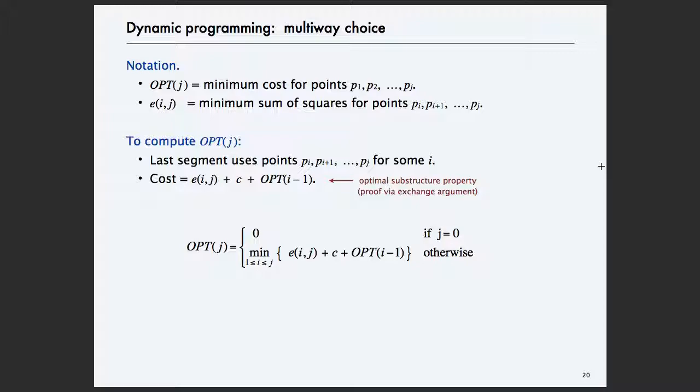And so my OPT of j is 0 if j is 0, and if not, the minimum, for i between 1 and j, of Eij plus C plus OPT of i minus 1. I need to calculate that for every other point, which is doing a segment with the last point and every other possible point. So I just wanted to kind of visualize this.